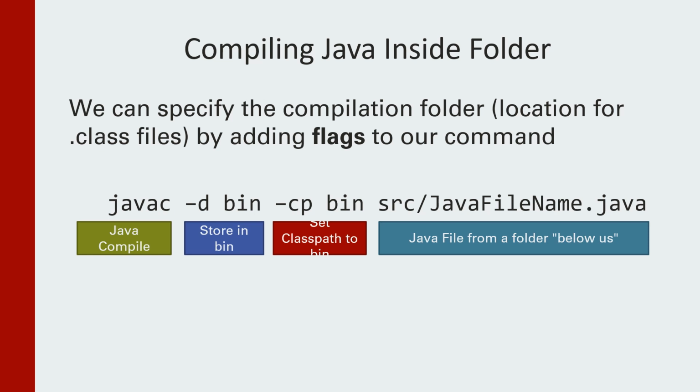Instead, what we are going to do is organize things by specifying the compilation folder, which is where the class files are going to end up living. So I have javac as before, and then I'm telling it to store in bin, and then set the classpath to bin. In other words, the Java class file will end up in this folder that I've named bin. And then I have it find the Java file to actually compile it. And in this case, I'm in the top level folder.